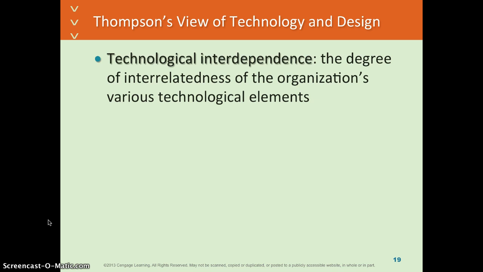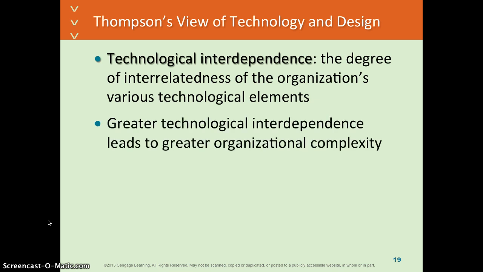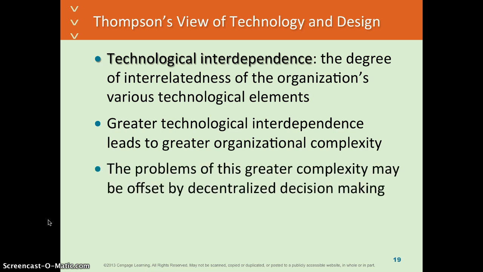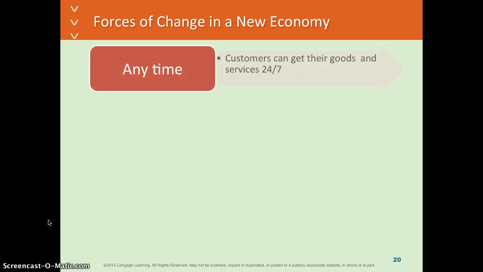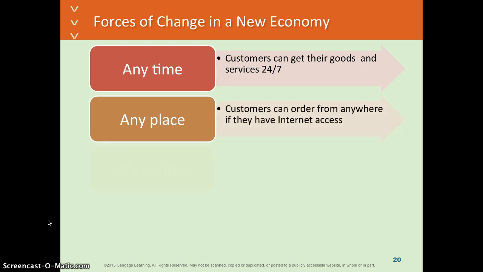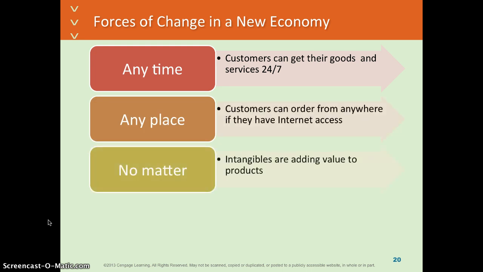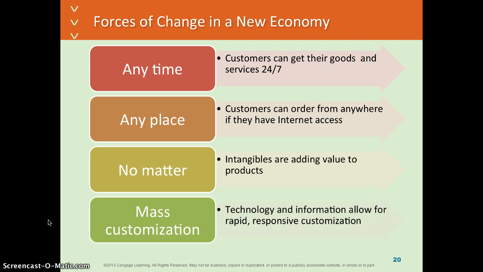Thompson looked at technological interdependence. Greater technological interdependence leads to greater organizational complexity. Some forces of change in a new economy. Based on how we are technologically, we can operate 24/7. Customers can order from anywhere. Intangibles, adding value to the products, and mass customization. In other words, getting something you want specific, but it's mass produced.